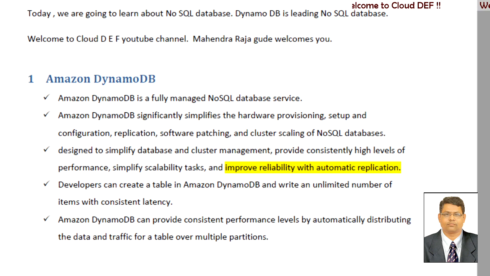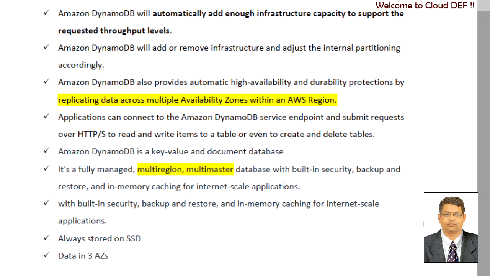Amazon DynamoDB can provide consistent performance levels by automatically distributing the data and traffic for a table over multiple partitions. Amazon DynamoDB will automatically add enough infrastructure capacity to support the requested throughput levels. Amazon DynamoDB will add or remove infrastructure and adjust the internal partitioning accordingly. Amazon DynamoDB also provides automatic high availability and durability protections by replicating data across multiple availability zones within an AWS region. Applications can connect to the Amazon DynamoDB service endpoint and submit requests over HTTP/S to read and write items to a table or even to create and delete tables.